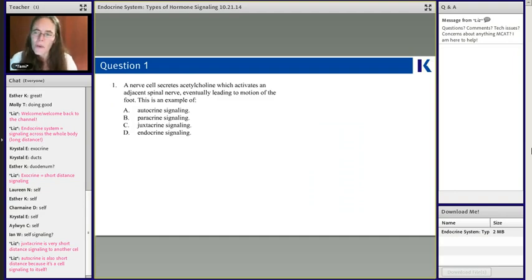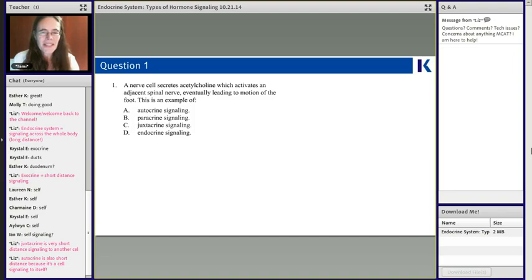So here's what we're going to do. We're going to do this question together first. Some of the questions later I'm going to have you do on your own. But I want to make sure that we are really using our assess, plan, execute, and answer. So a nerve cell secretes acetylcholine, which activates an adjacent spinal nerve, eventually leading to the motion of the foot. This is an example of.